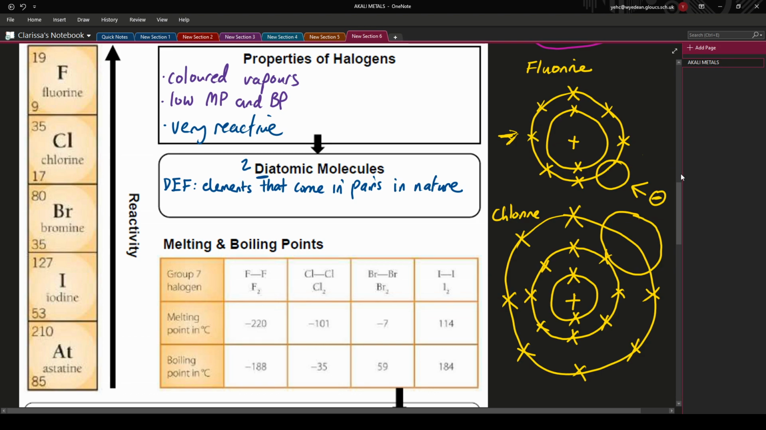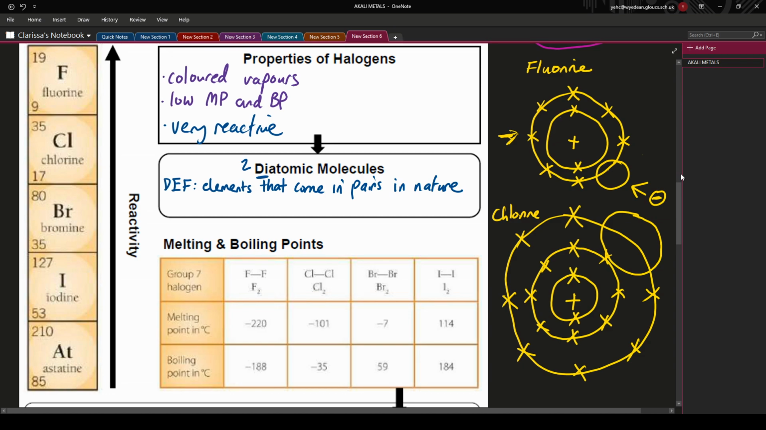Because of the fact that it only needs that one extra electron to be able to make a full shell, same as the alkali metals. Alkali metals have one extra electron they want to lose. Halogens have one extra electron they want to gain. So they are going to be very reactive because of how close yet so far they are from having that full satisfactory full shell.